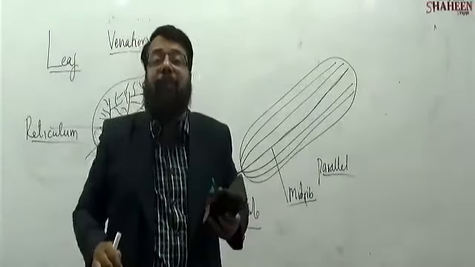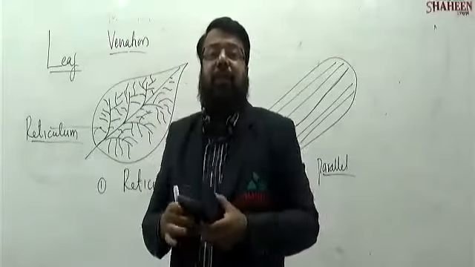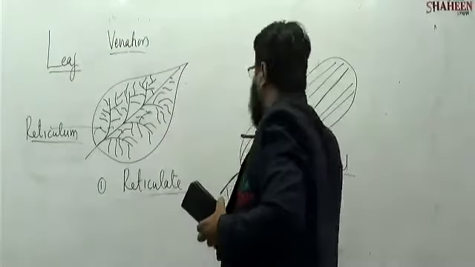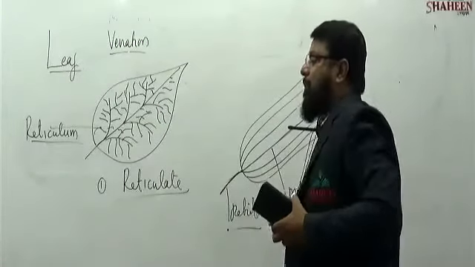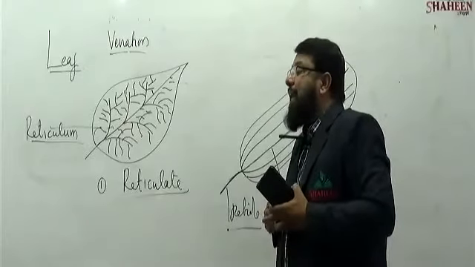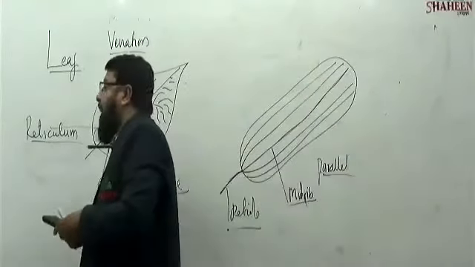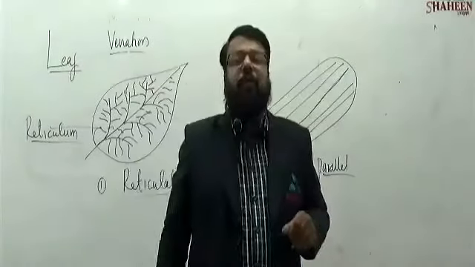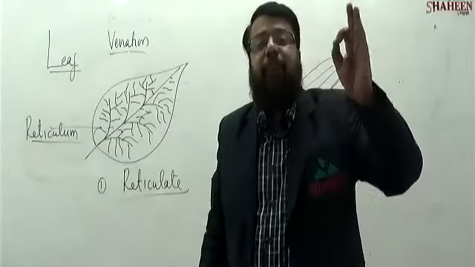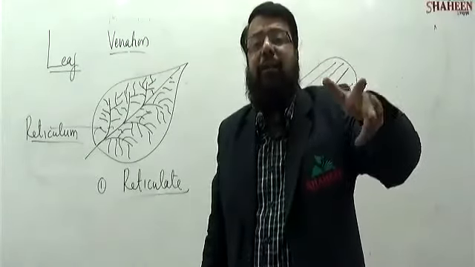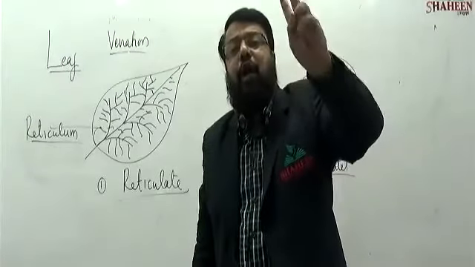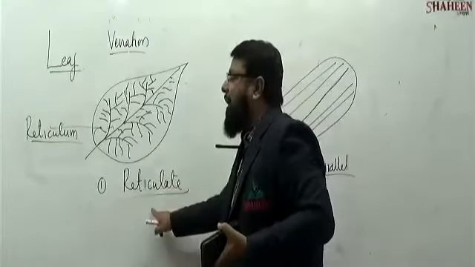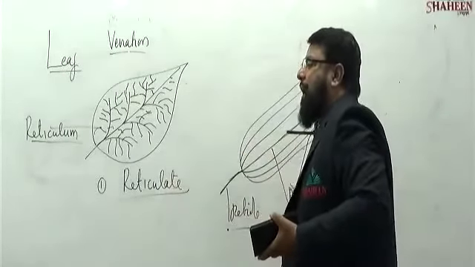So how many types of venation are there? Two types of venation are there in the leaf. What are the two types? One is reticulate venation, another one is parallel venation. Where is venation found? Venation is found in the leaf lamina or leaf blade. What is venation? Arrangement of veins and veinlets is called venation.